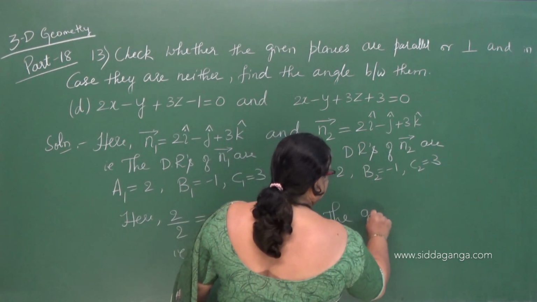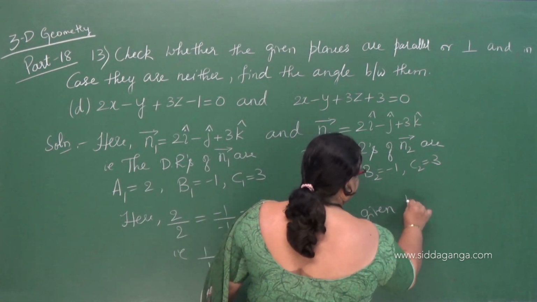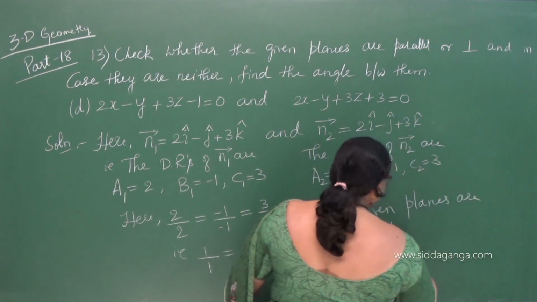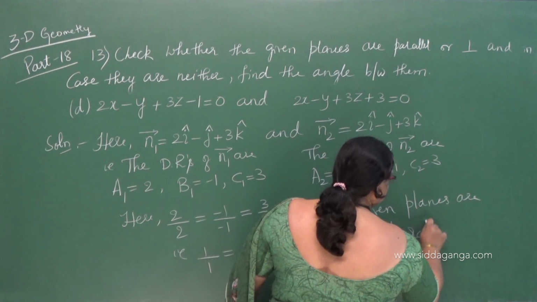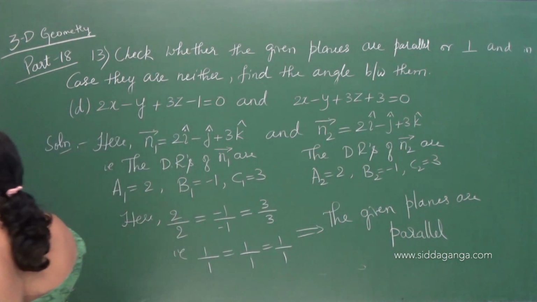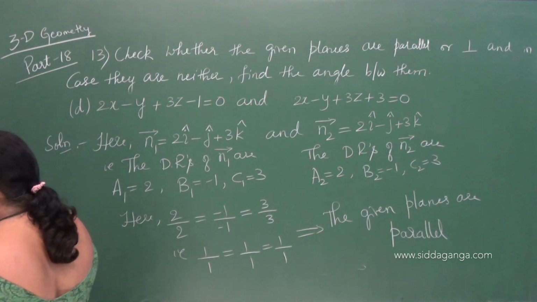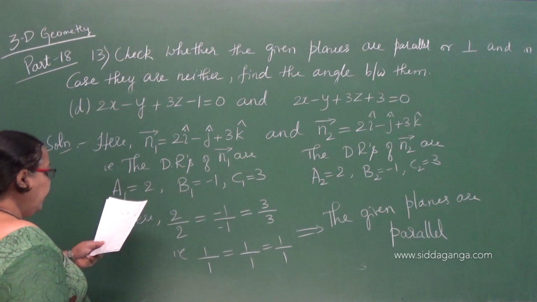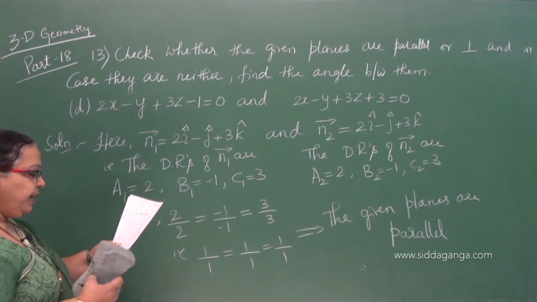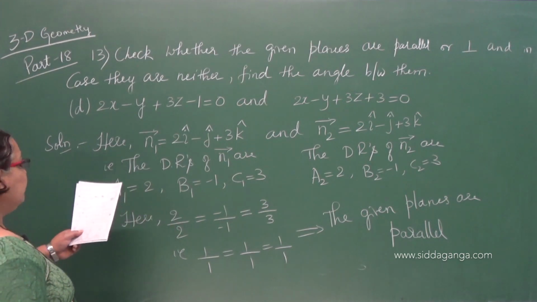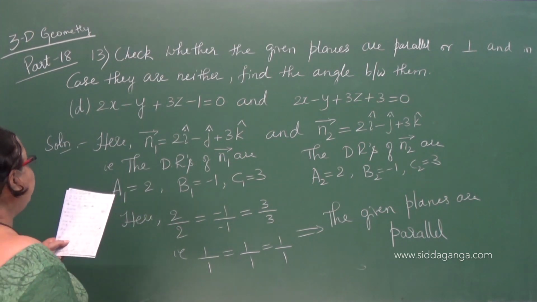parallel. Planes are parallel. That is the conclusion of this fourth problem. So here the given planes are parallel. So we have to solve another example, that is the fifth example.